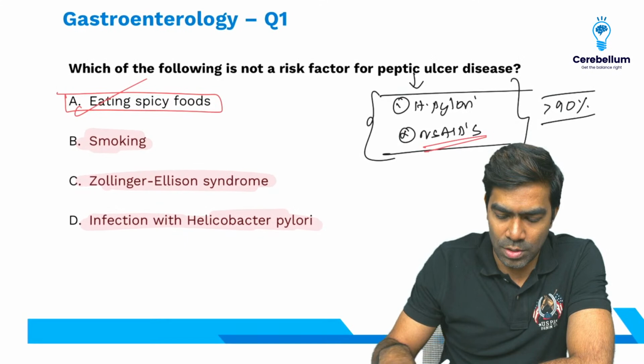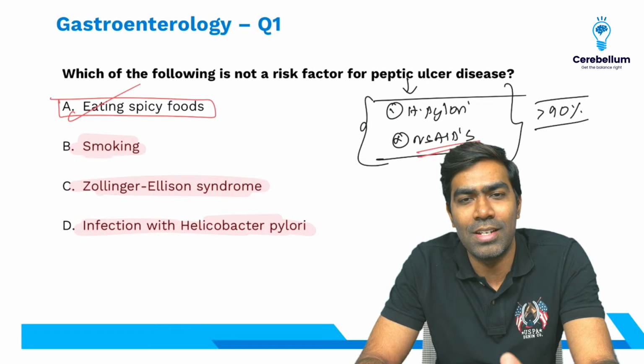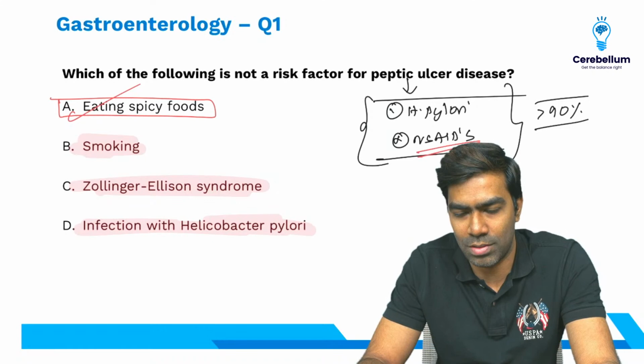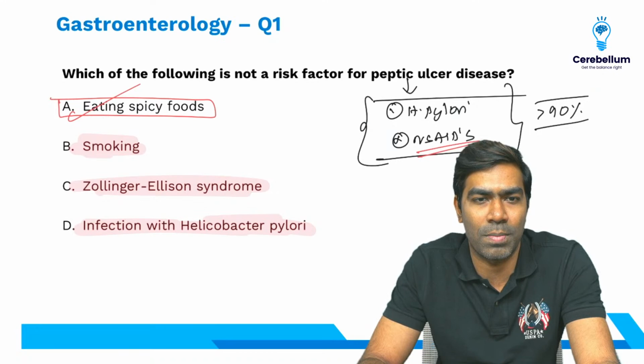But they advise not to eat spicy food first. That's wrong. I don't do that in my practice. Have you seen any advanced practitioner, especially those practicing gastroenterology, telling them not to eat spicy food? I don't think so. They won't say that because it's very clear. Eating spicy food is not associated with increased risk of peptic ulcer disease. That's for sure. There's no doubt about that.